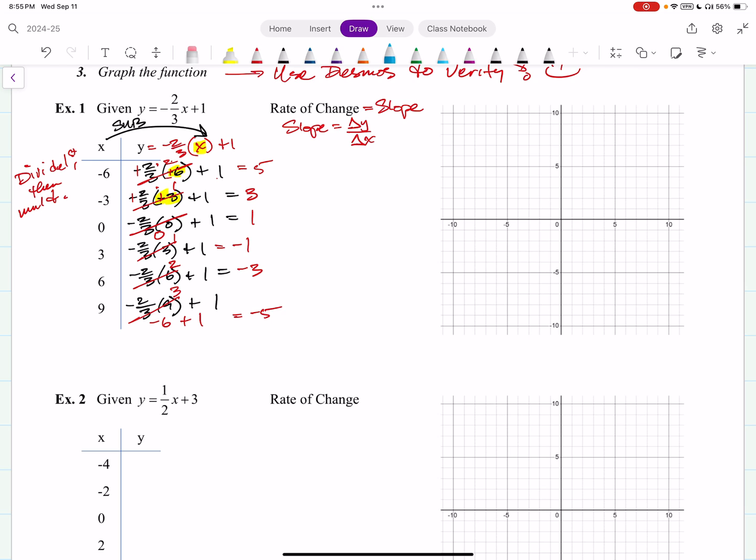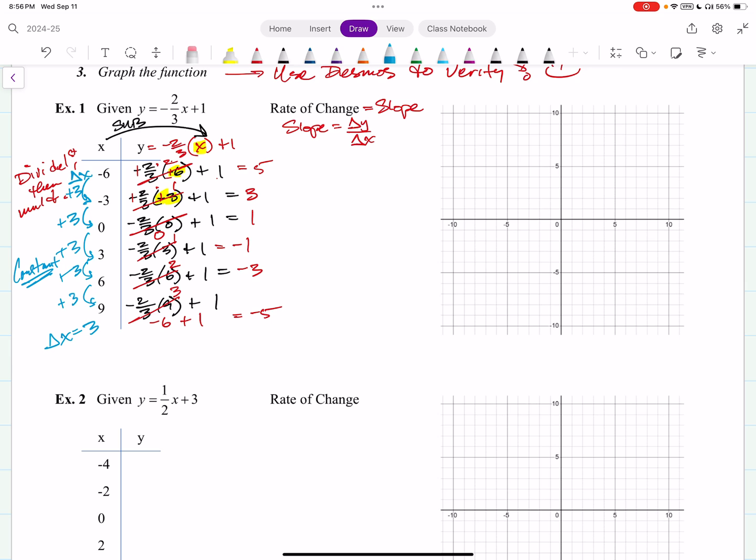Here we go. Let's take a look at delta x first. Okay, delta x is the change in x. From negative 6 to negative 3, you're moving right on the number line. So that's plus 3. From negative 3 to 0, you're still moving right, plus 3. From 0 to 3 is plus 3. From 3 to 6 is 3. From 6 to 9, we add 3. So delta x is 3. It's constant. Okay, I talked about that in lesson 1. So delta x is 3 here because we have equal intervals of x right here.